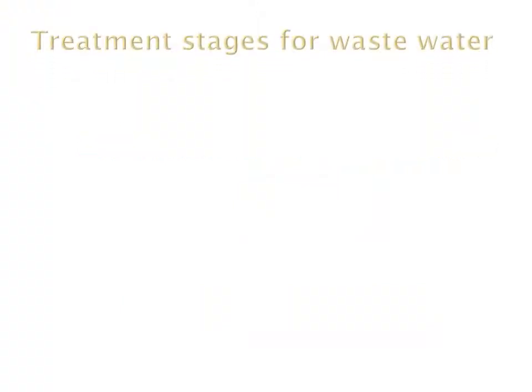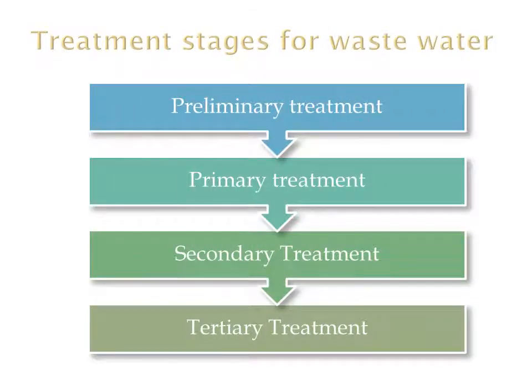Treatment stages for wastewater. There are four main stages of the wastewater treatment process. These are preliminary treatment and primary treatment. These both treatments are also called solid removal stages because here small or large size solids that are present in the water are removed. Next is secondary treatment. Secondary treatment is also termed the bacterial decomposition stage because here bacteria decompose all the biodegradable organic compounds that are present in the wastewater.